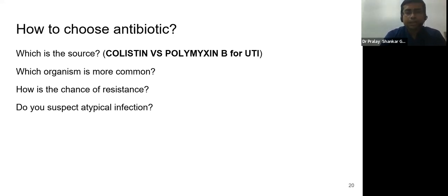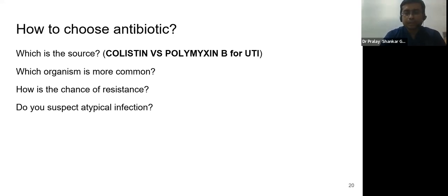And which organism is more common in your ICU? It may be some gram negative or gram positive. Based on that, you have to prescribe your antibiotic. How is the chance of resistance? One patient who is immunocompromised, coming repeatedly to the ICU requiring multiple admissions, will have a high chance of developing resistance. So one simple single antibiotic may not help in this patient.